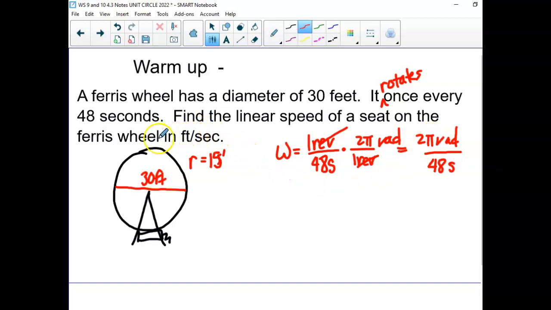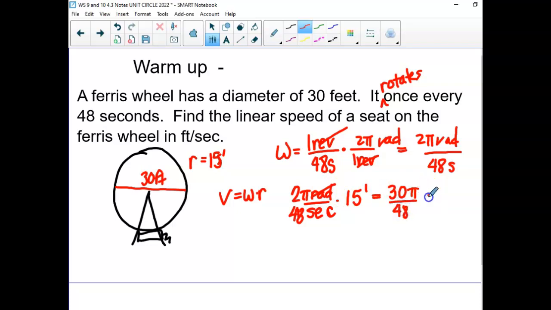And we're supposed to get linear speed in feet per second. The formula we developed yesterday. So 2 pi radians per 48 seconds. I didn't bother to reduce because I'm just going to type it all in the calculator anyway. Times a radius of 15 feet. So up top, 15 times 2 pi would be 30 pi over 48, and that is feet per second.